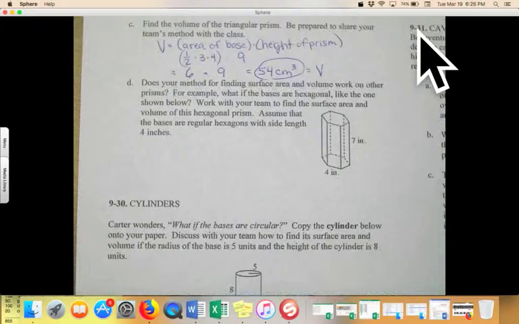Now, does this method for finding surface area and volume work on other prisms? For example, what if the bases are hexagonal, like the one shown below? Work with your team to find the surface area and volume of this hexagonal prism. Assume that the bases are regular hexagons with side length 4 inches. You will have a problem like this on the test, so please take good notes. Please be neat and clear in your notes so that you can use this on the test.